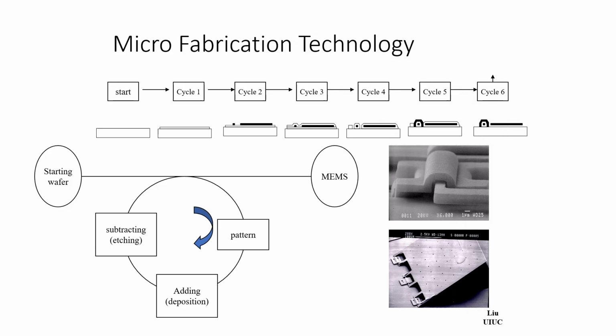Overall, the microfabrication process involves repeated patterning, deposition, and material removal. So you rinse and repeat this many times to form structures, not only integrated circuits, MOS transistors, but also MEMS devices.